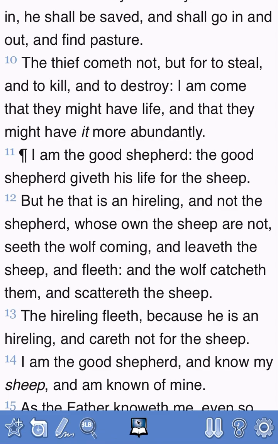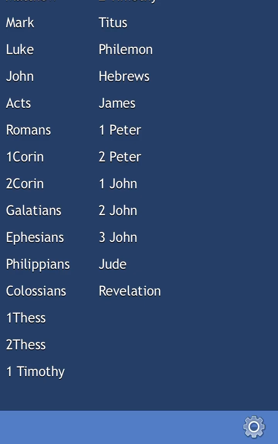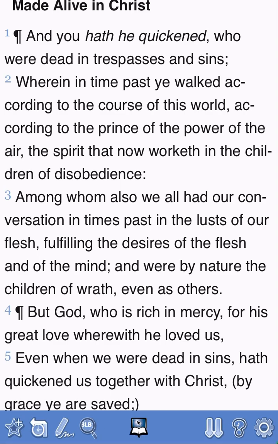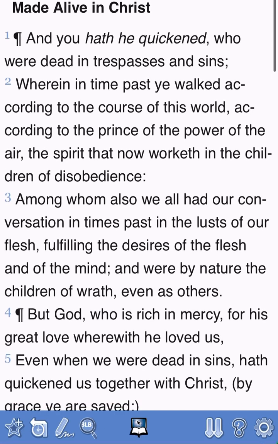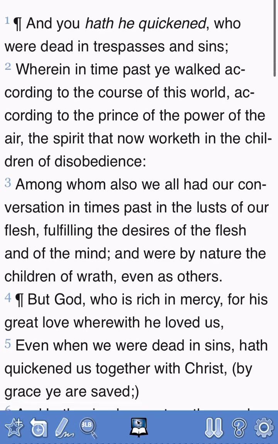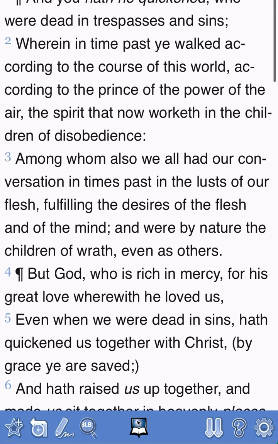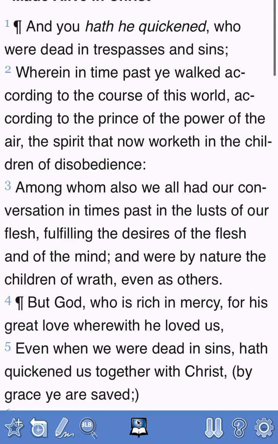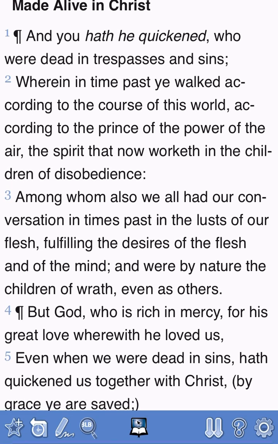Let me get this. This is Ephesians chapter 2 and verse 1. It says, and you hath he quickened, look right here, top of the chapter, made alive in Hamashayak. And you hath he quickened who were dead in trespasses and sins, wherein time past ye walked according to the course of this world, according to the prince of the power of the air, the spirit now worketh in the children of disobedience. To be quickened is to be made alive. We're made alive through Yahweh Shah Hamashayak, because we was dead in trespasses and sins.